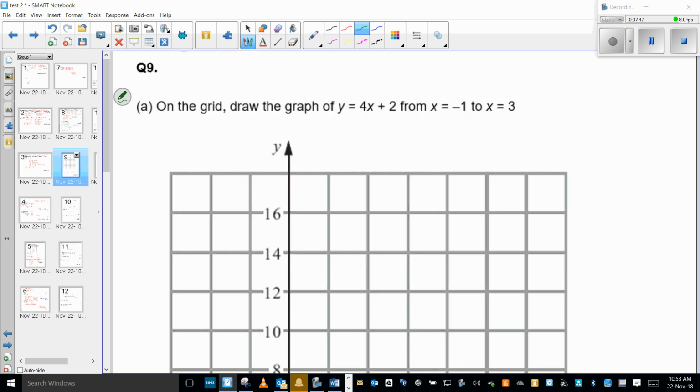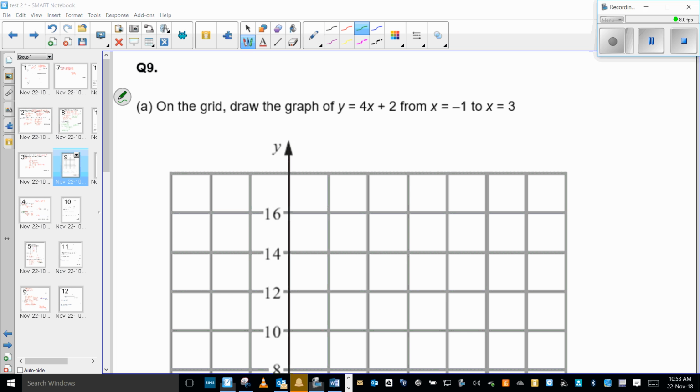Alright, so draw the graph y equals 4x plus 2 from negative 1 to 3. Something like, because the gradients are negative reciprocals of each other, they would be perpendicular.